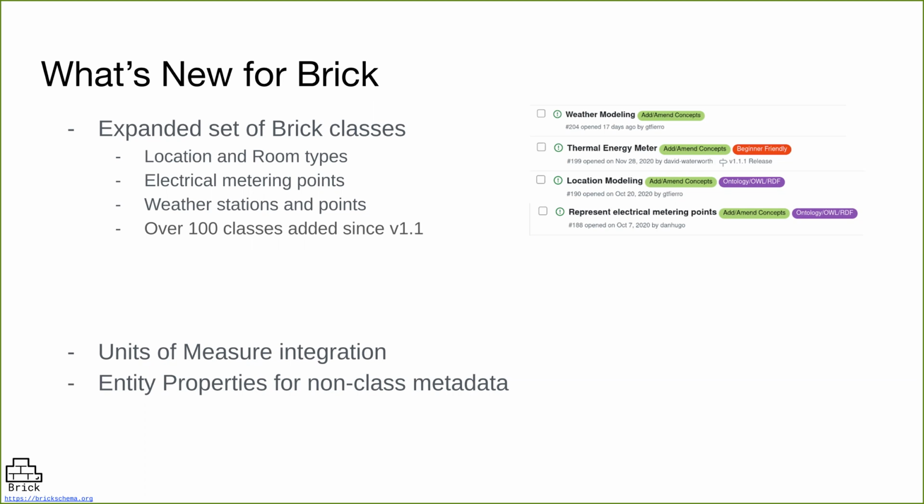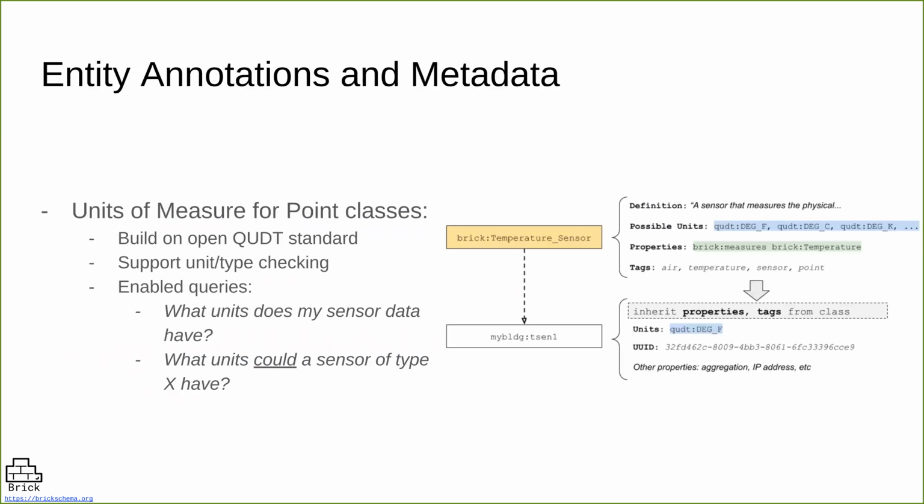Related to the set of classes, we've also been working on better ways of describing the classes and the entities that are classified. And the way to do that is both with units of measure and with the entity properties on the next slide. So what the units of measure do is for each point class in Brick, and recall that a point class represents a source of telemetry or a sink of data in the building, such as a sensor or a set point or command or alarm and so on. Those class definitions now have a set of possible or permitted units. And this is built on the open QUDT standard, which stands for quantities, units, dimensions and data types. What essentially that does is it models that because we know that a temperature sensor measures temperature, specifically thermodynamic temperature, that restricts the set of engineering units that should be applied to that.